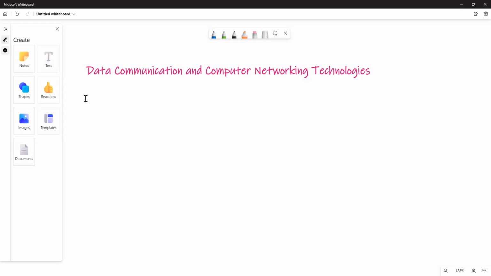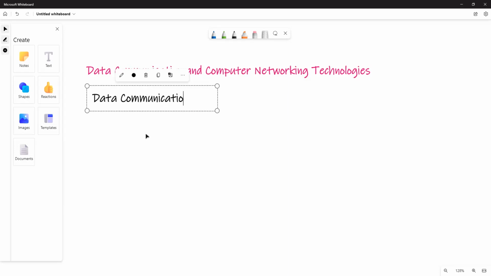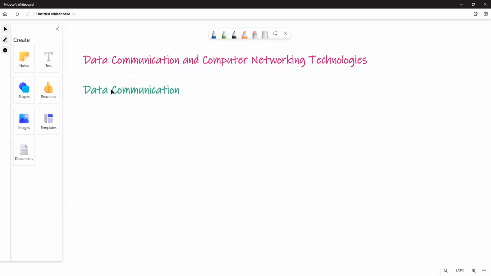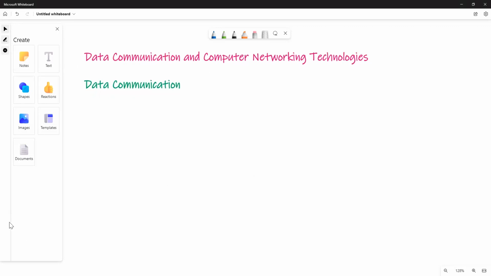So let's start the subtopic, data communication. Right, so here is the subtopic, data communication. Now, when it comes to data communication, when we say data, we have to transmit data from one place to another place.